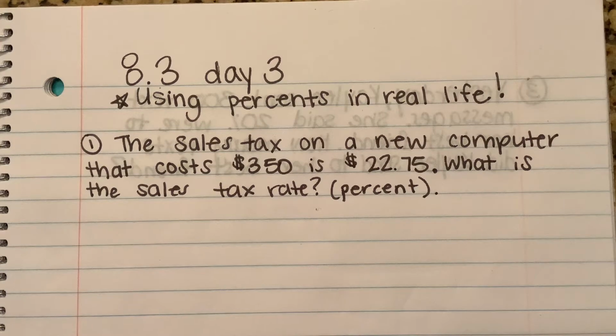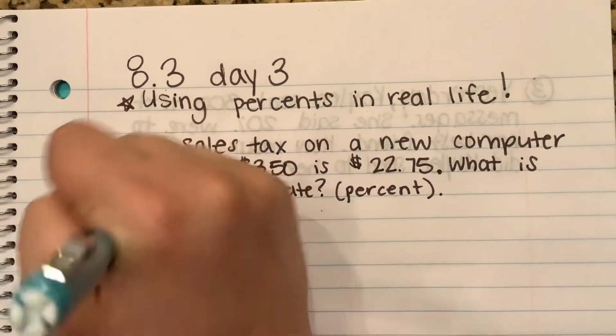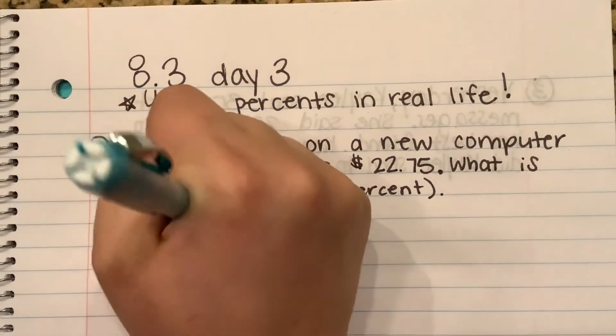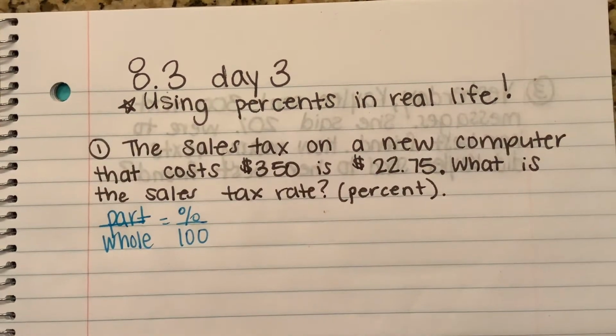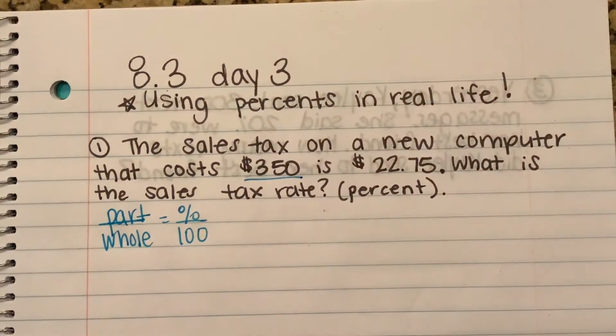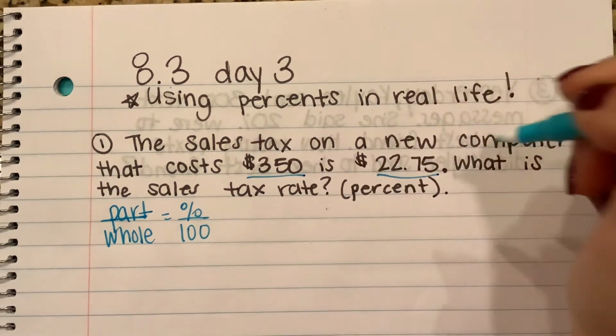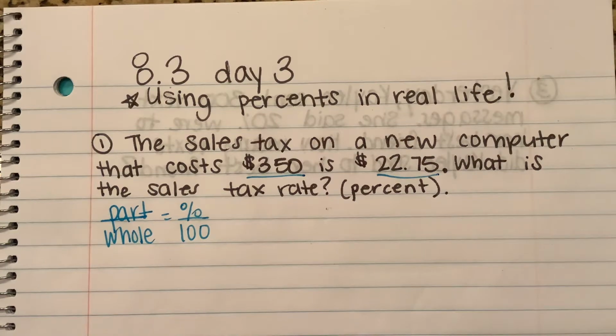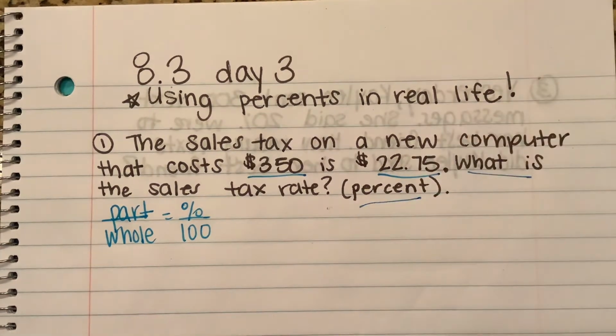So let's see what the tax rate is for this specific problem because we don't know what state they're in. We need to solve. The sales tax on a new computer that costs $350 is $22.75. What is the sales tax rate? Okay, let's use part over whole equals percent over 100 because we know the entire computer cost $350 and we know that part of that was the sales tax, the $22.75, and our question is asking us what percent or what sales tax rate.